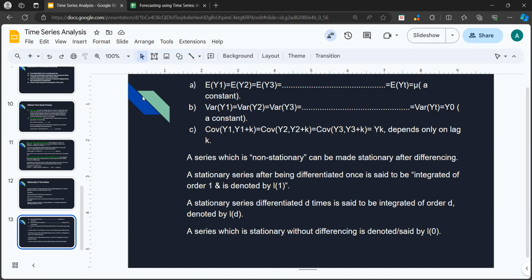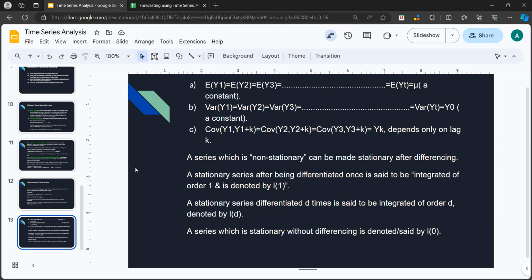Now, if these conditions are not followed, the series is called non-stationary. But there are some series which can be made stationary after differencing. Say we have a series yt, yt minus 1, yt minus 2, yt minus 3. What is differencing? We take the difference of consecutive terms. We call another time series xt equal to yt minus yt minus 1. So we are differencing yt and yt minus 1.